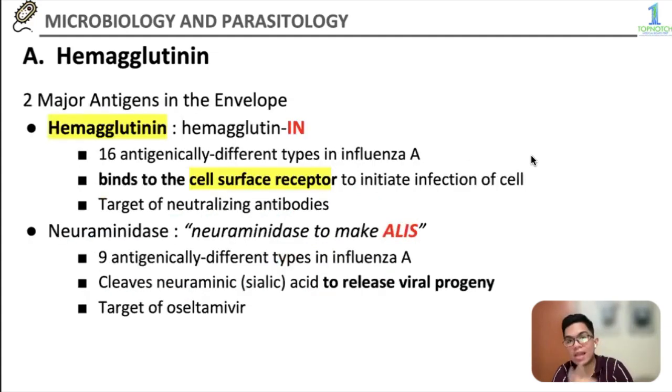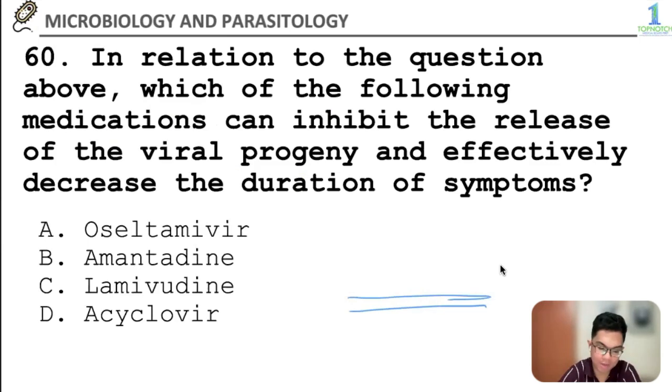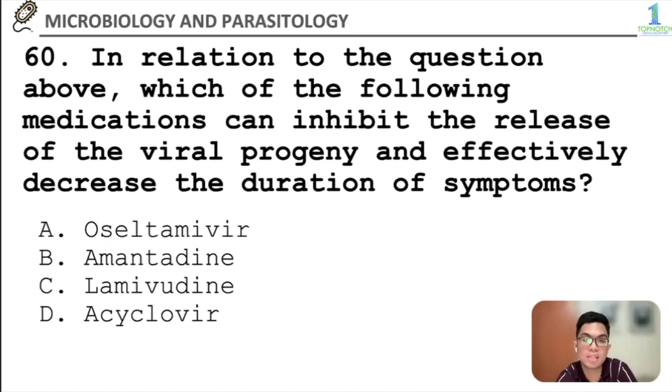So again, there are two major antigens in the envelope. Hemagglutinin binds to cell surface receptor, whereas neuraminidase, to make it easier, it's to release your viral progeny. Okay? Sige. So, last question for microbio and para. So, which medication inhibits the release of viral progeny? Those are your neuraminidase inhibitors, which includes your oseltamivir.